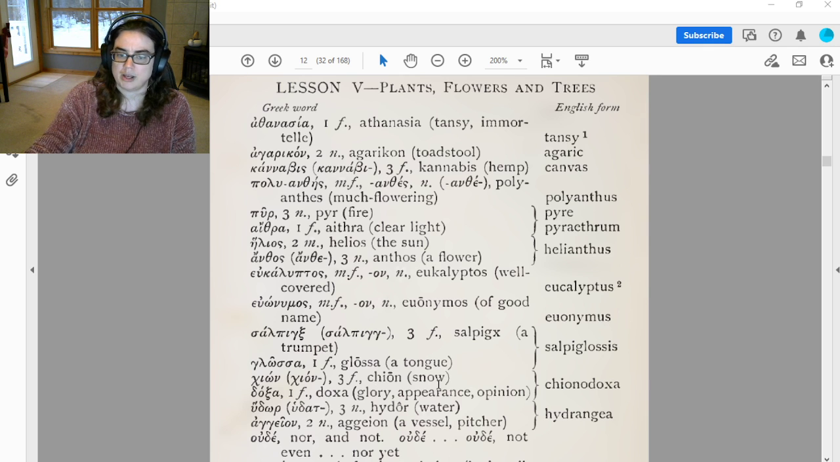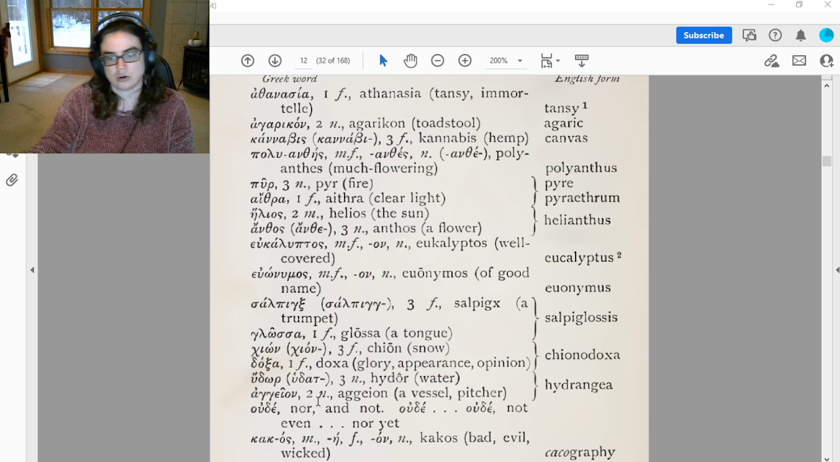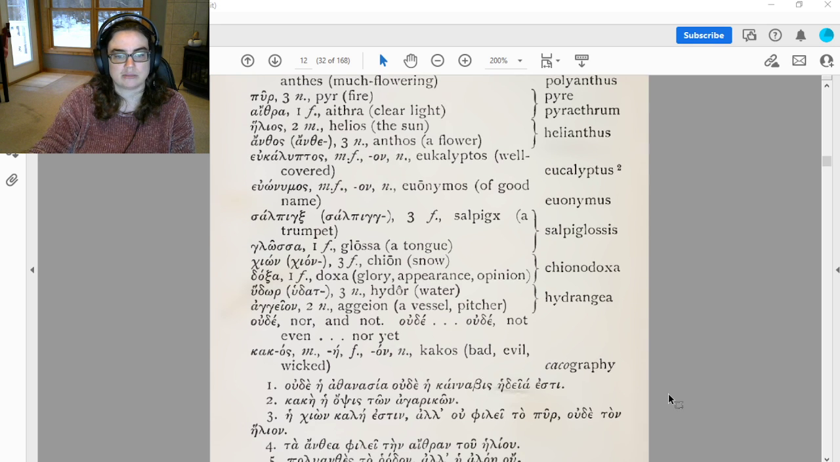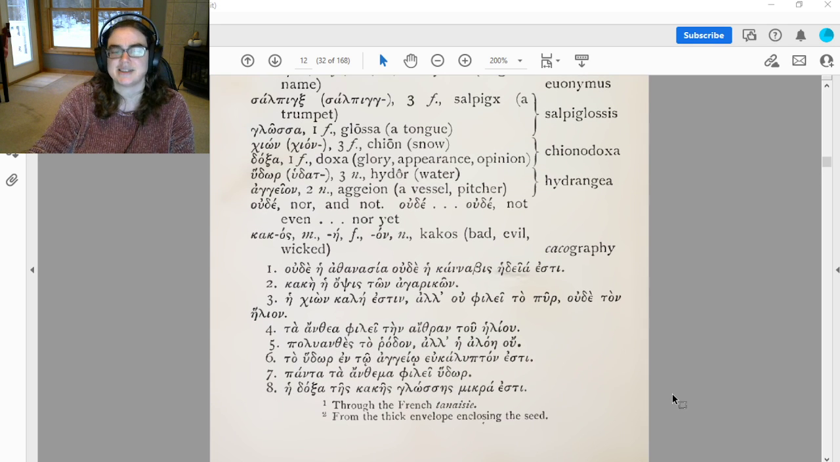Doxa, glory, opinion, appearance. Something that seems good or right. It's all kind of tied together. Hudor, water. We're getting way out of plants, but these are useful words. Angeon, pitcher. Ude, neither nor. Kachos, evil. All right, we're going to get some interesting sentences here.